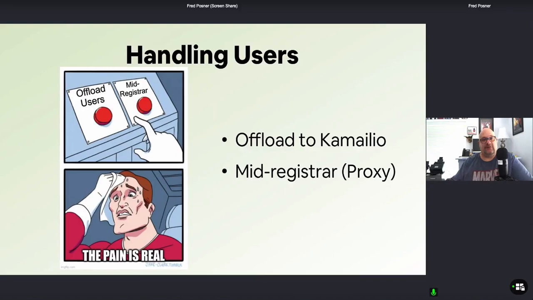There are basically two options. You can choose to offload your users and just have Kamailio handle everything in terms of user registration, or you can have Kamailio proxy that information to Asterisk and act as a mid-registrar. Which one should you do? There's no simple answer here. If you are starting something from the beginning, it's really easy to say you should move that to Asterisk. I mean, you should move that to Kamailio. Just have Kamailio handle everything. You're already starting from scratch, so let's build it the way that allows us to have incredible scalability.